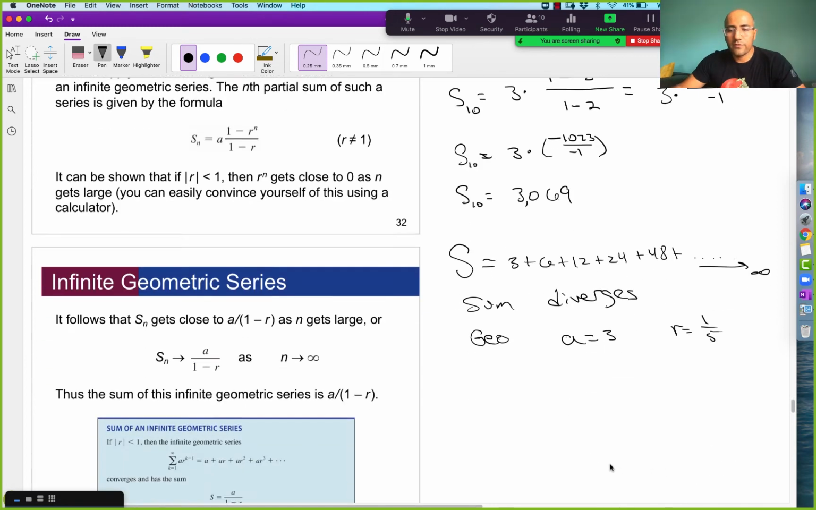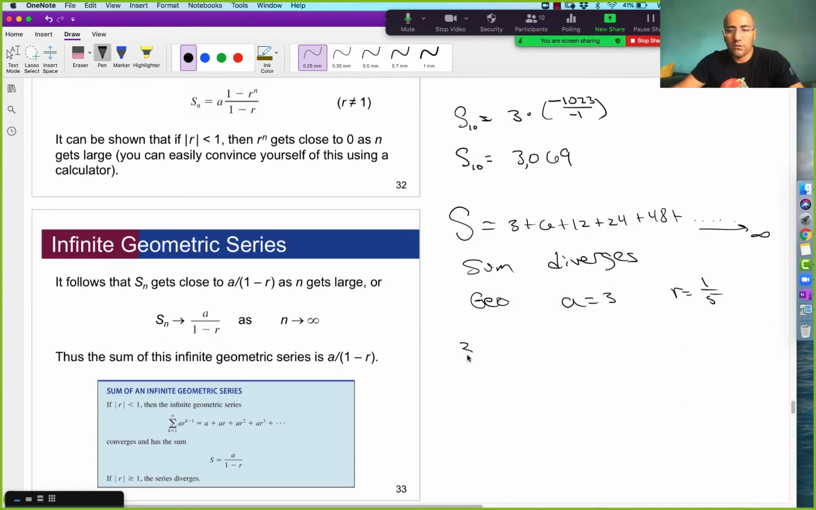Okay, so here's my list. It's going to be equal to 3, and then the next number is going to be 3 divided by 5, right? Multiplied by 1/5. Then the next number is going to be 3 divided by 25, and then the next number is going to be 3 divided by 125, and then the next, right? So here's my list of numbers. So now I can apply the same reasoning to find the sum of the first 10 numbers. That's going to be equal to 3 times (1 minus (1/5) to the power of 10) divided by (1 minus 1/5).